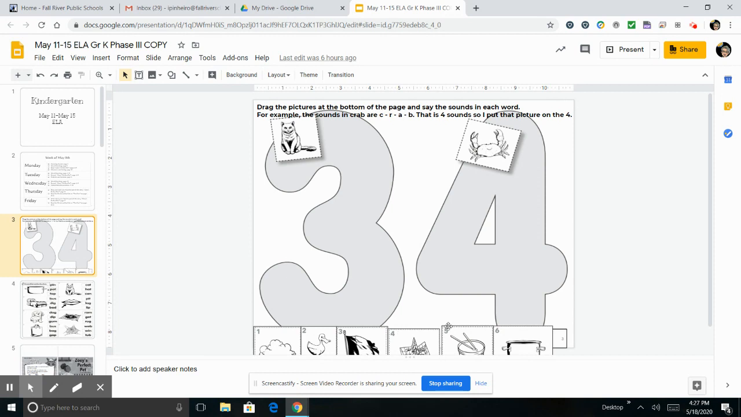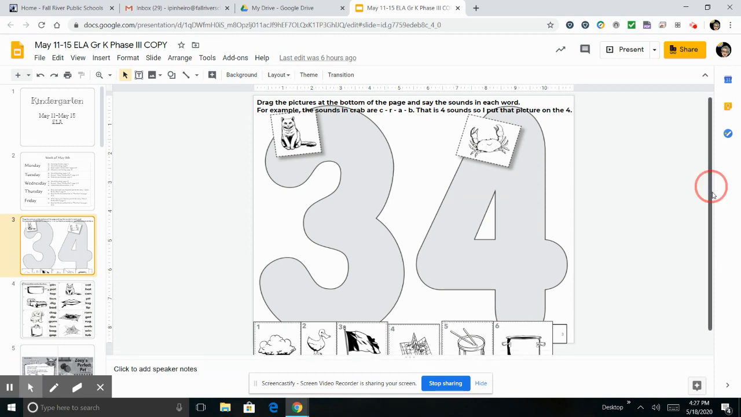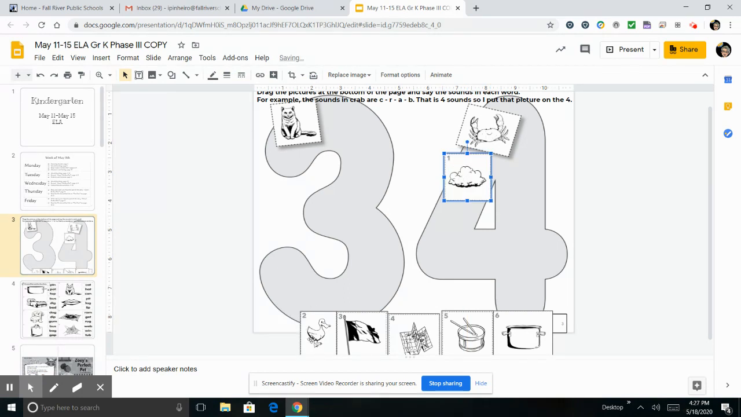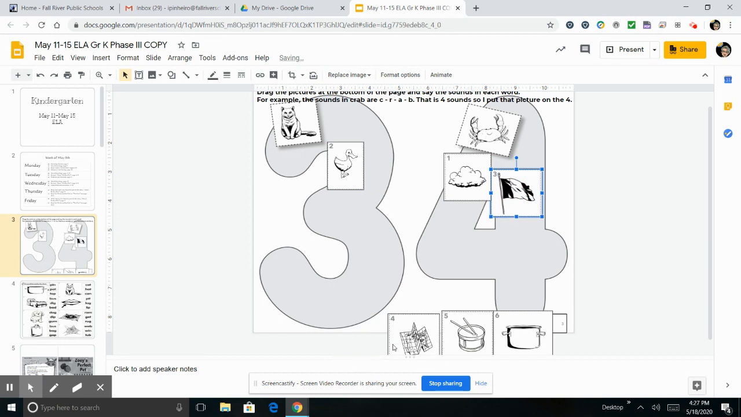So the first picture is a cloud. Cloud. There's 4 sounds in cloud, so I'm going to drag the picture to the number 4. The second picture is duck. D-u-k. 3 sounds in the word duck. Flag. There are 4 sounds in the word flag, so we're going to put that on the 4.